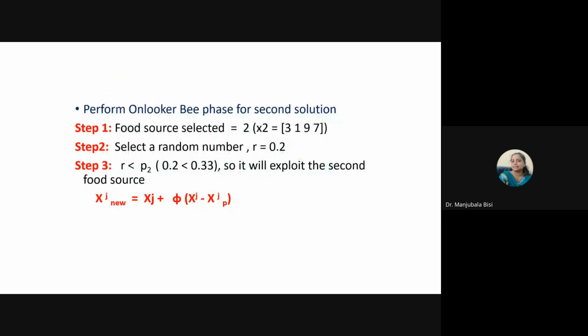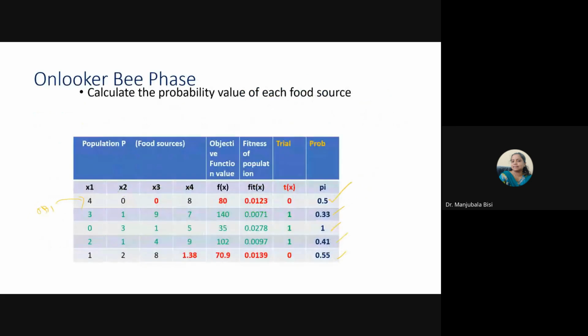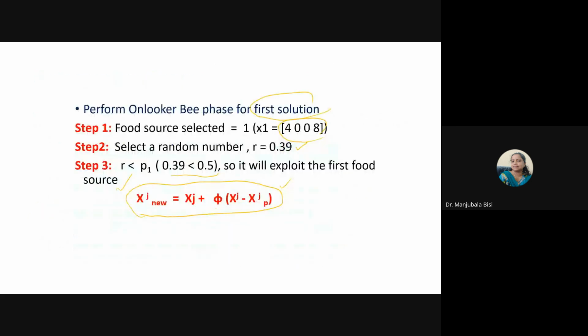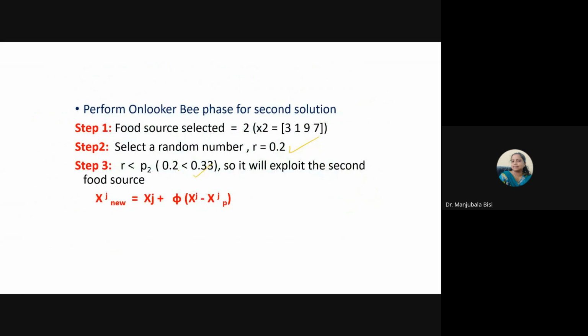Right. So for that again you have to choose a random number. So 0.2, this is less than 0.33 because the probability of the second solution is 0.33. So the probability we have already determined here. Okay, so this 0.2 is less than 0.33, so it will try to exploit. So exploit means it will try to change the jth bit of that second solution, right? So which one is the jth bit?